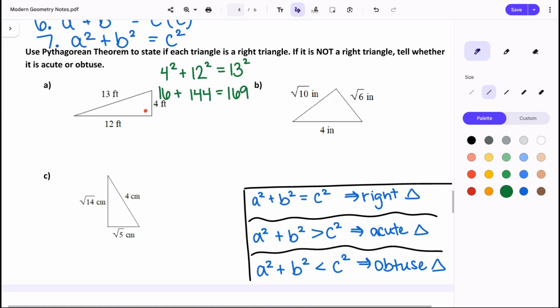Good, okay. If we add 16 plus 144, what do we get? We get 160. That's not equal to 169. It's actually less than 169, right? So the a squared plus b squared is smaller than the c squared. What kind of triangle are we working with then? Good, obtuse. So I'm going to say no because it's not right, and I'm going to say this one is obtuse.